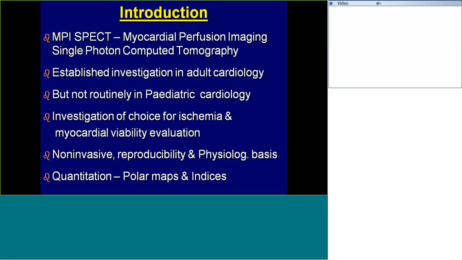But it is true that it is the investigation of choice for the evaluation of myocardial ischemia, and also the investigation of choice for the evaluation of the presence or absence of myocardial viability. Myocardial perfusion imaging is an investigation whose greatest strength is its reproducibility. Also it has the physiological basis. Probably the only investigation for the evaluation of ischemia with a high physiological basis is myocardial perfusion imaging. Also the strength of nuclear medicine is best exemplified by myocardial perfusion imaging because of the quantitation that can be performed, in the form of a polar map generation, and also various indices which we are going to discuss in coming minutes.